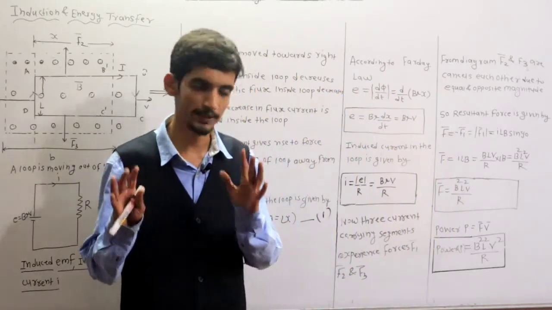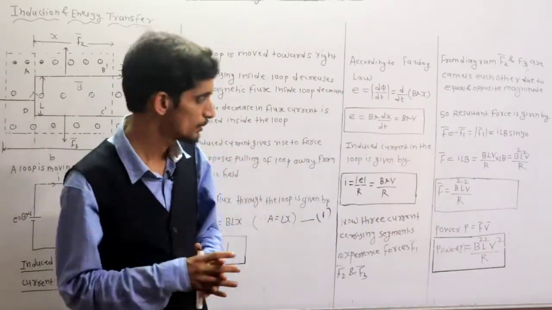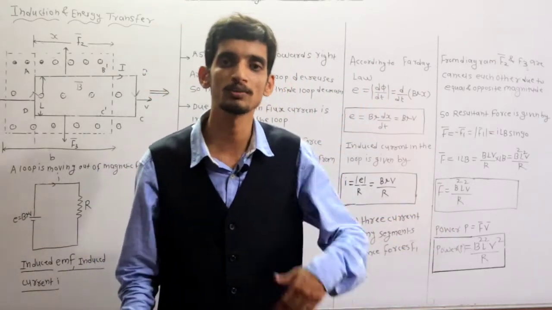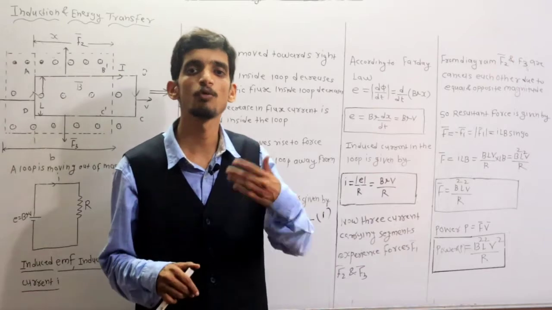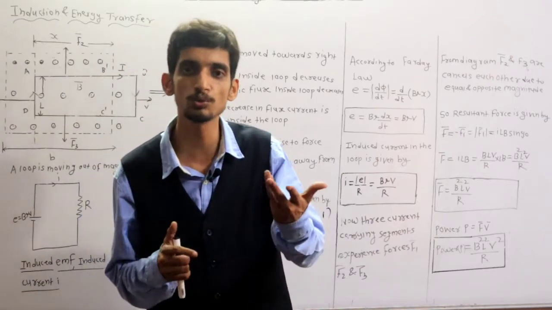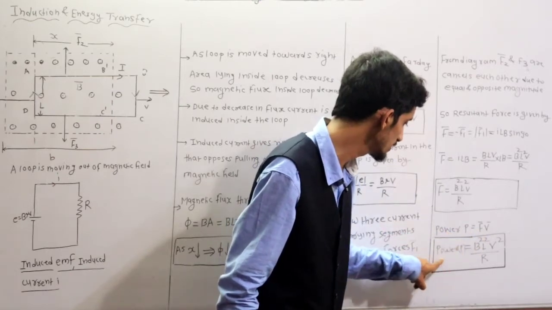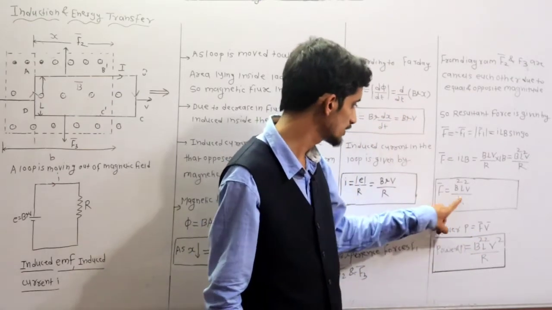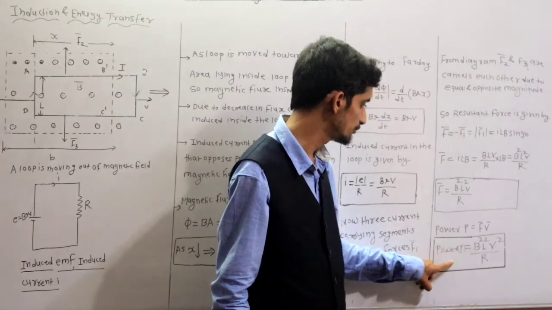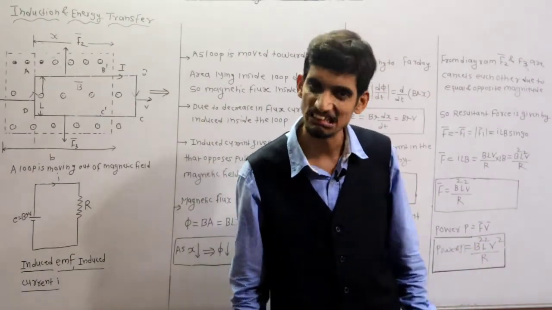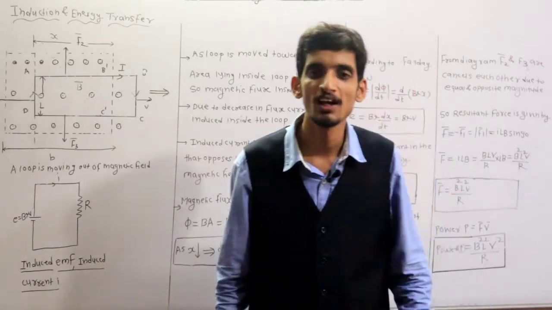Clear? Okay. Now last, power. Power is the rate of doing work, work upon time, that is force into velocity. The force we have derived is B square L square V by R. I substituted it here, so power is equal to B square L square V by R into V, which is B square L square V square upon R square. Clear?